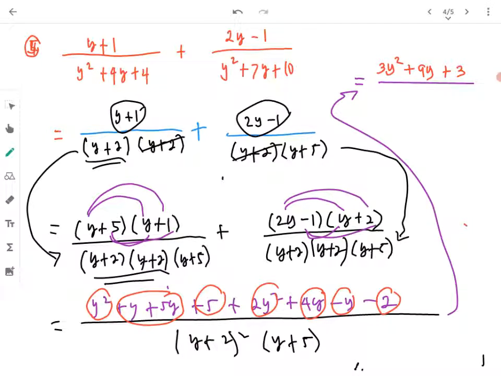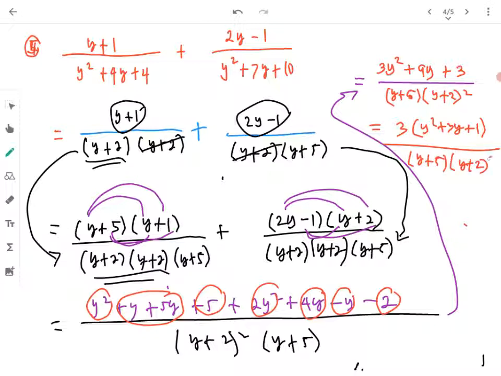Then below is y plus 5, y plus 2 squared. Notice that 3y squared plus 9y plus 3 can still be factored into 3 times y squared plus 3y plus 1. So you factor it as much as possible. So we have y plus 5, y plus 2 squared. This is our final answer.